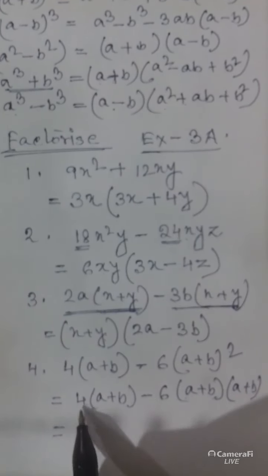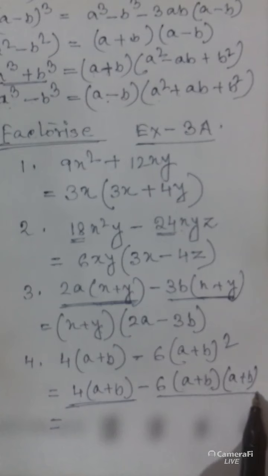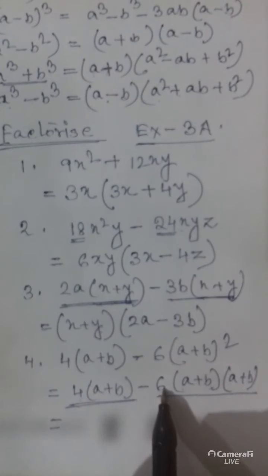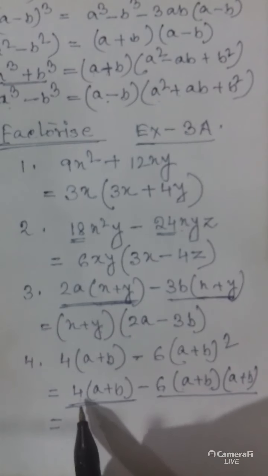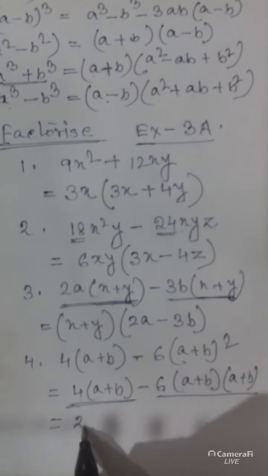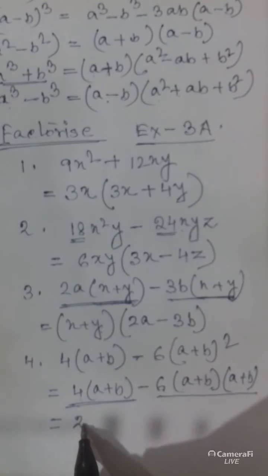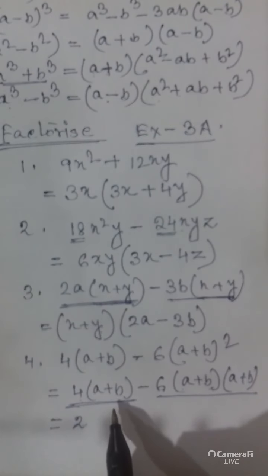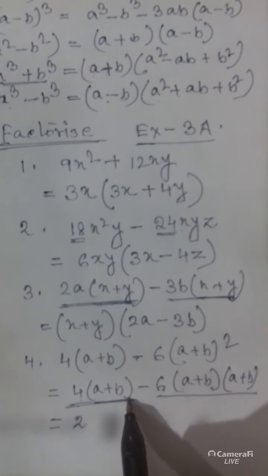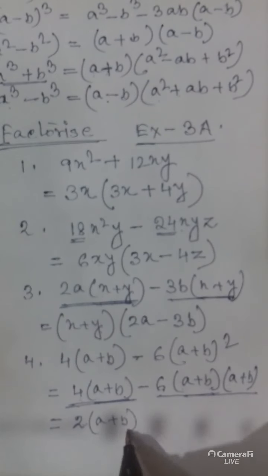Now see the terms. The first term is 4 into (a plus b) and the second term is 6 into (a plus b) into (a plus b). So 4 and 6: what is the HCF of 4 and 6? The HCF of 4 and 6 is 2. Is any other common factor there? (a plus b) is common. Here also (a plus b), here also (a plus b). So 2 into (a plus b) is common.